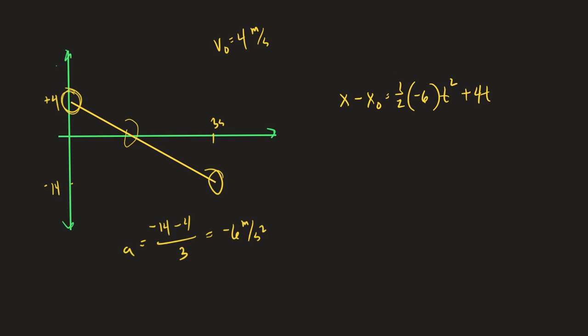But this is the mathematical model in the same way that v equals -6t plus 4 would be the mathematical model that would describe the velocity. Questions about that? Alrighty.